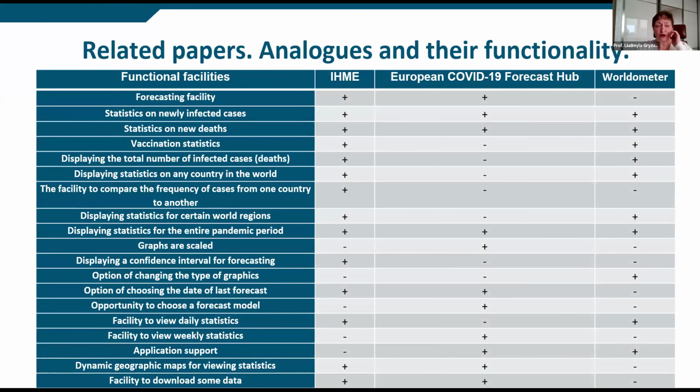In the context of our research, it was also really important to analyze the resources describing the functionality of analogues. So here you can see the summary of this analysis. We analyzed the functionality of three core applications: IHME, European COVID-19 Forecast Hub, and Altimeter.